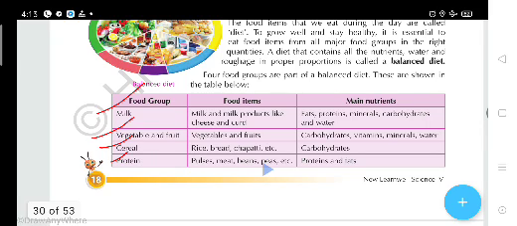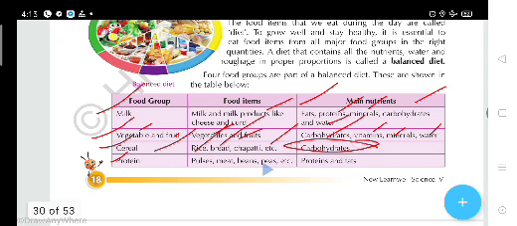If we talk about milk and milk products like cheese and curd, these contain what? Fat, protein, minerals, carbohydrate, and water. If you are eating vegetables and fruits, they contain carbohydrate, vitamins, minerals, and water. Cereals like rice, bread, chapatis contain carbohydrate and protein. What kind of food contains protein? Pulses, meat, beans, peas, and it provides us major nutrients, protein and fats.